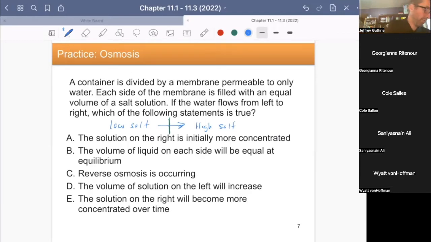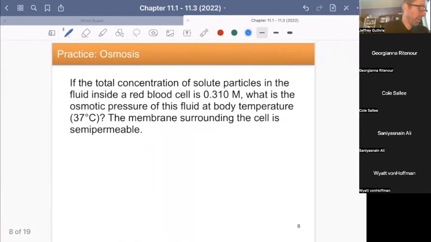All right, cool. All right, so here's a quick calculation using the osmotic pressure formula. So if the total concentration of solute particles in the fluid inside a red blood cell is 0.310 molar, what is the osmotic pressure of this fluid at body temperature, which is 37 degrees Celsius? And the membrane surrounding the cell is semi-permeable, and we're always going to assume that semi-permeable means only permeable to water unless it's specifically said otherwise.